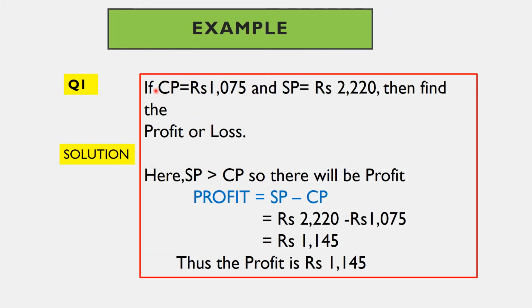The first one, if cost price is rupees 1075 and selling price is rupees 2220, then find the profit or loss. Here you can see the selling price is greater. That means you have a profit. So profit is equal to SP minus CP. So you just put the values, rupees 2220 minus rupees 1075. On solving, you get rupees 1145. Thus, the profit is rupees 1145.